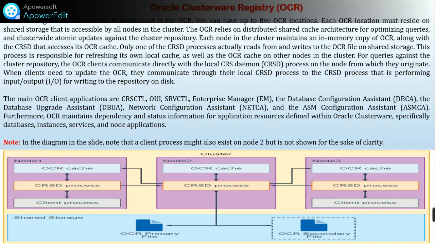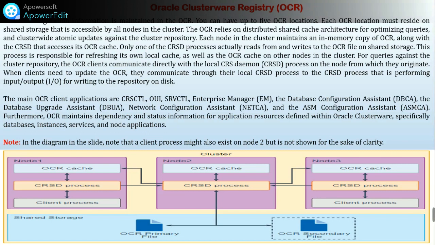This process is responsible for refreshing its own local cache as well as the OCR cache on other nodes in the cluster. For queries against the cluster repository, the OCR clients communicate directly with the local CRSD process on the node from which they originate. When clients need to update the OCR, they communicate through their local CRSD process to the CRSD process that is performing input-output, IO, for writing to the repository on disk.